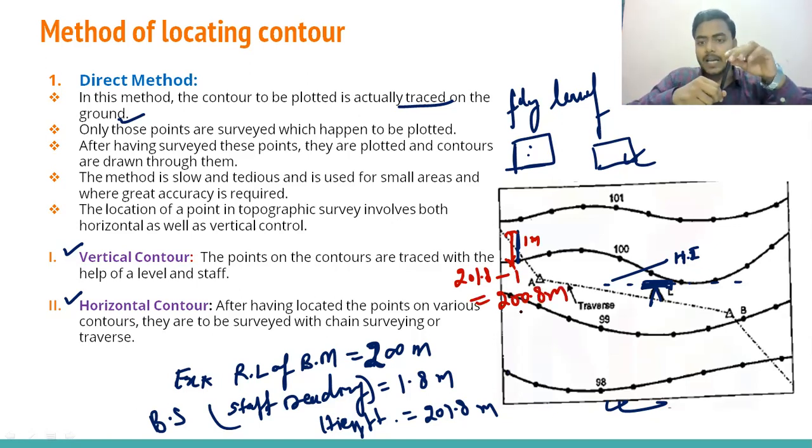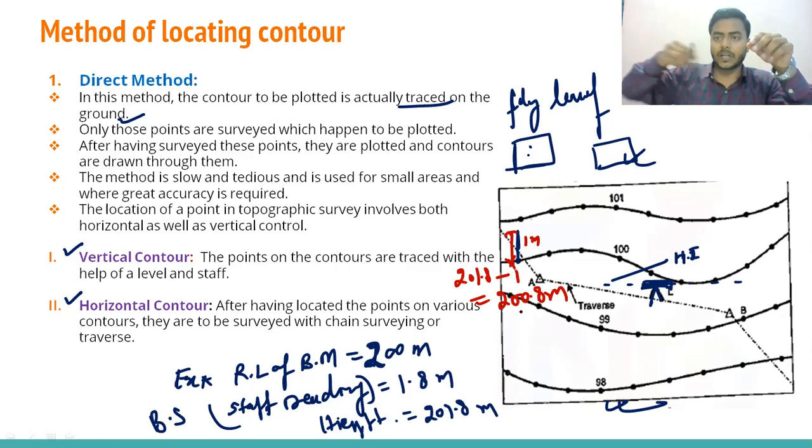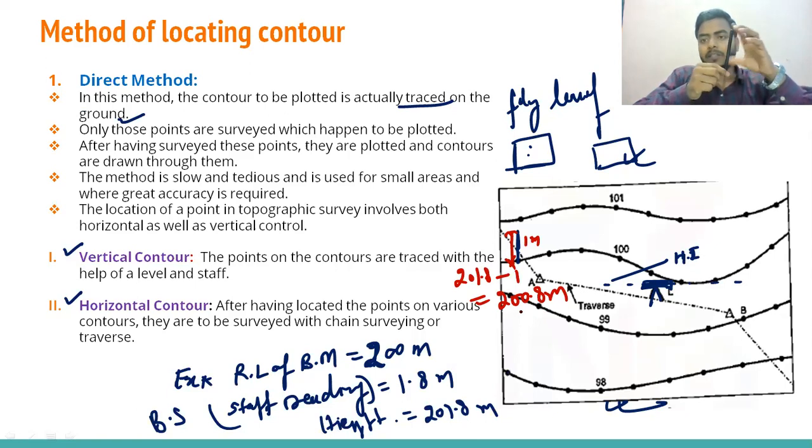Now this is a staff where we get 1 meter. We will keep the staff on the ground at a different location, a different position, and we will mark the ground where the instrument reading is 1 meter. Wherever the reading on the leveling staff is 1 meter, it will show equal elevation.